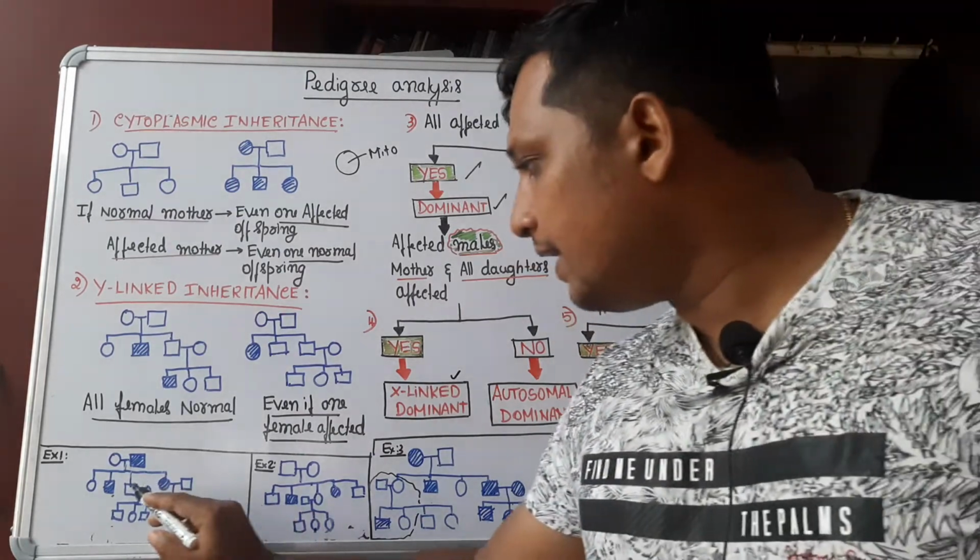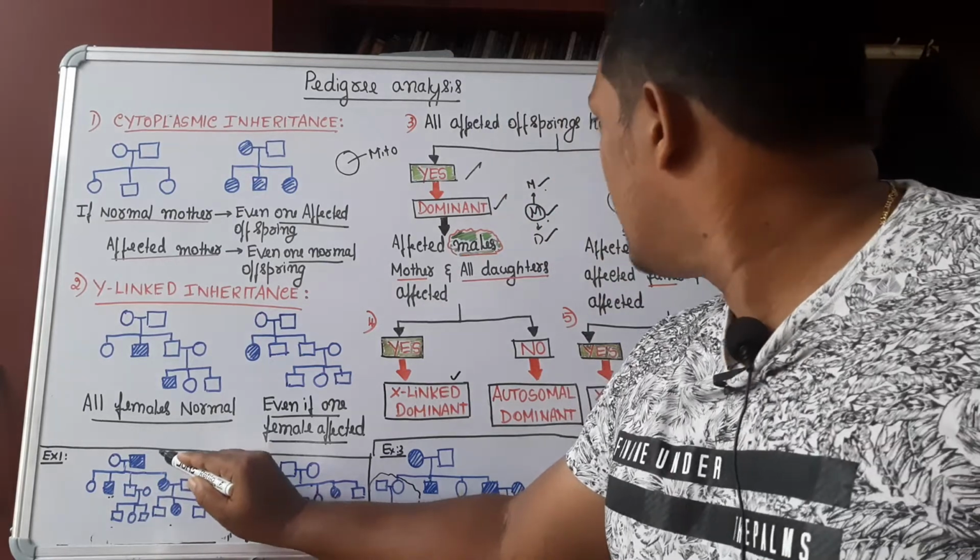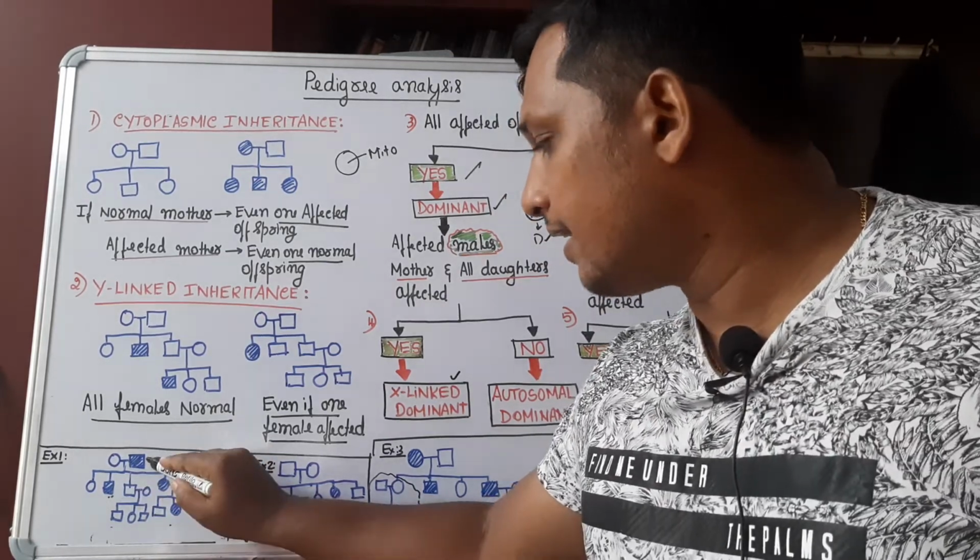Third point, affected offspring. Let us take one affected offspring. Affected offspring will be having affected parents. Yes, it is there. Everywhere you have to check.